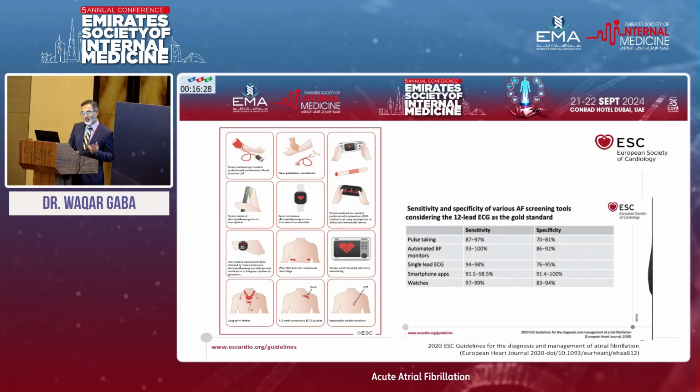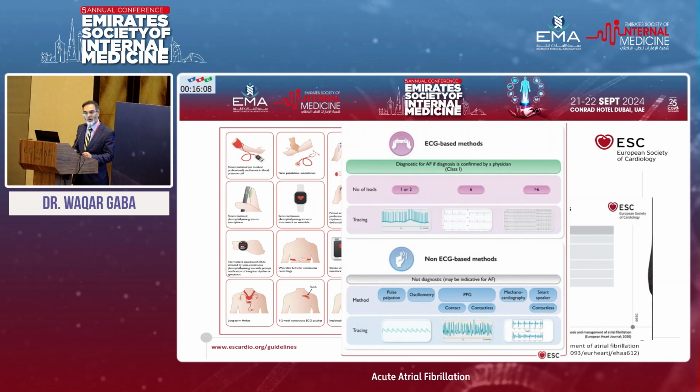How do you diagnose it? This is from the 2020 guidelines. There are several methods, as you can see, with different sensitivities and specificities. Starting from pulse taking, you have ambulatory blood pressure, you have lots of smart devices, you have watches. There are several methods where you can diagnose the ECG. This is more recent, 2024. On similar lines, they're telling you there are some ECG-based methods and some non-ECG-based methods. There are some non-diagnostic methods like pulse palpation, you have oscillometry, you have PPG, you have tracing. So there are several ways to diagnose atrial fibrillation.